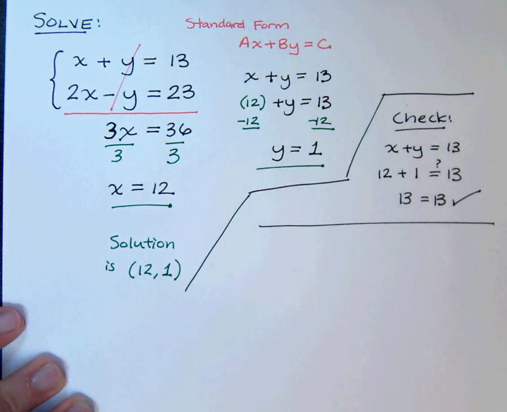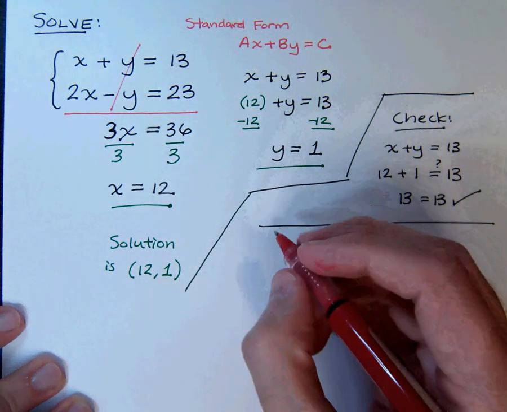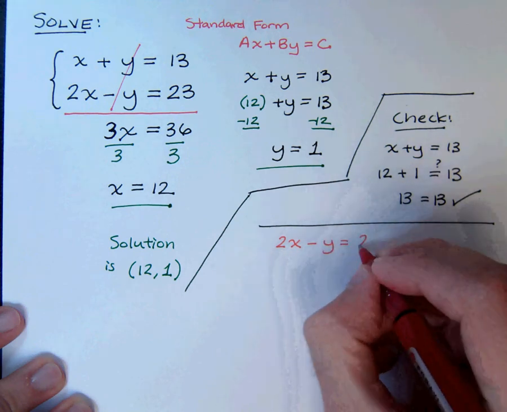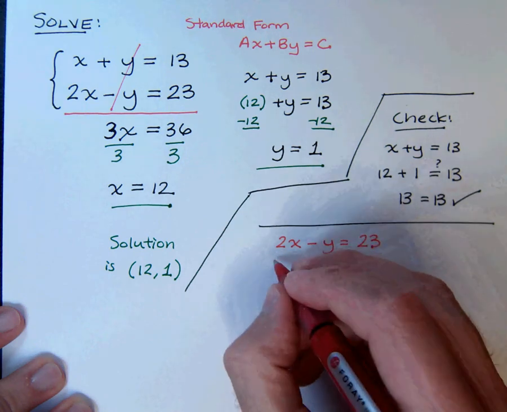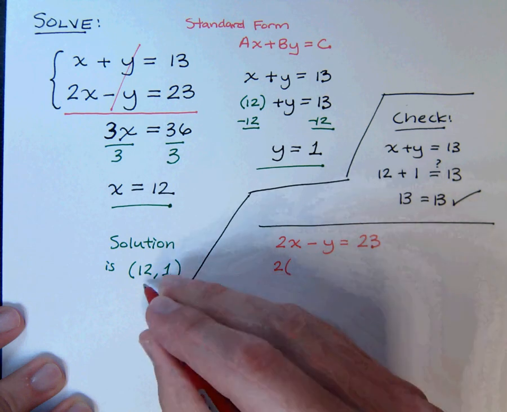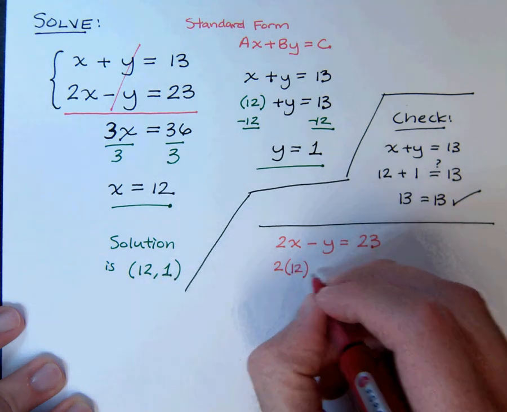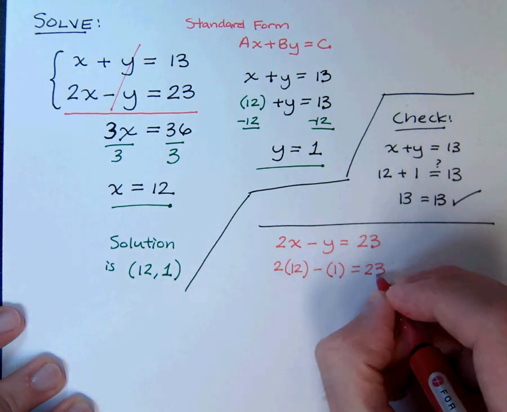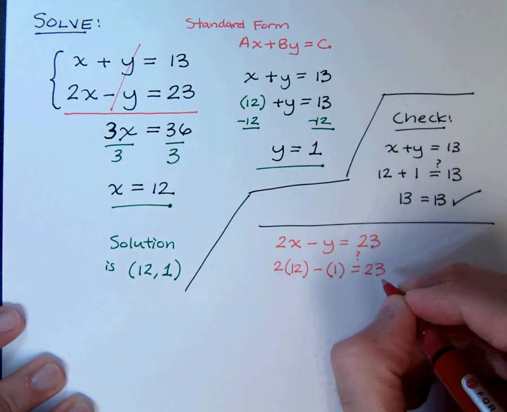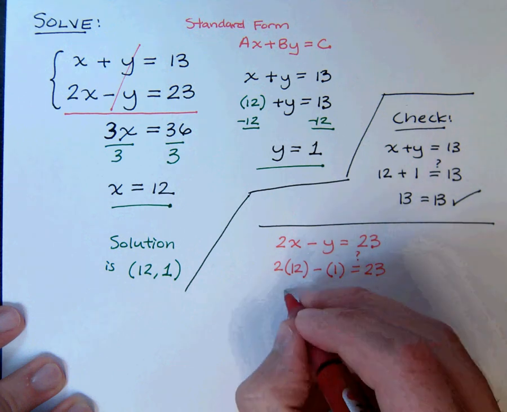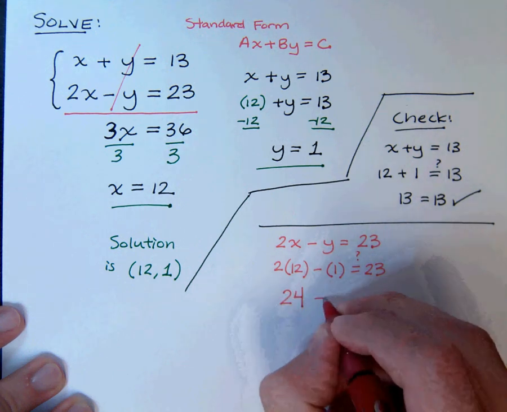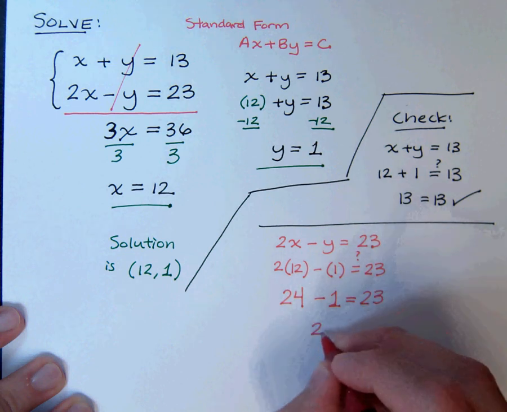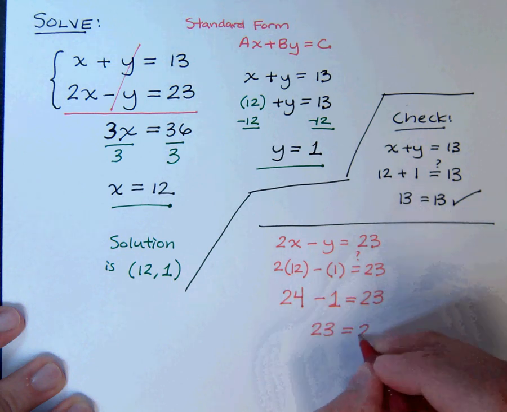Now, let's check into the second equation. The second equation is 2x minus y equals 23. I'm going to replace the x by 12. I'm replacing the y with 1. And I want to see, is that true? This gives me 24 minus 1, and of course, that works out. 23 is equal to 23.